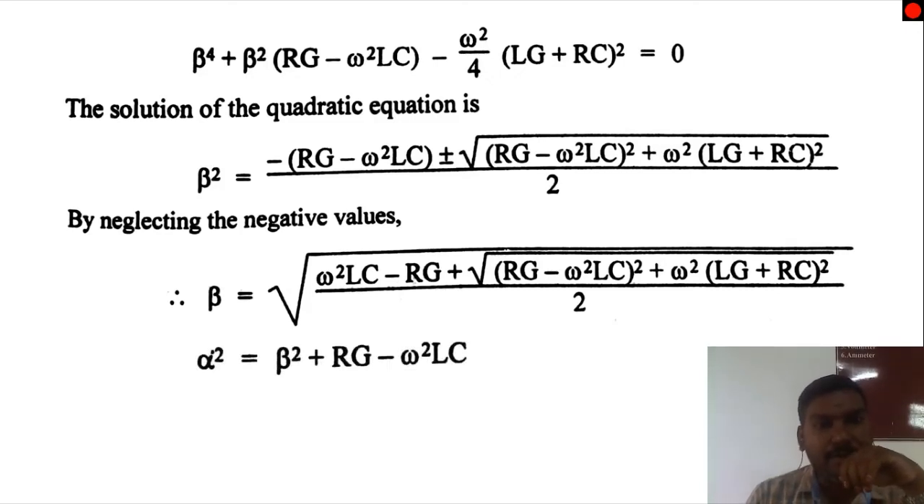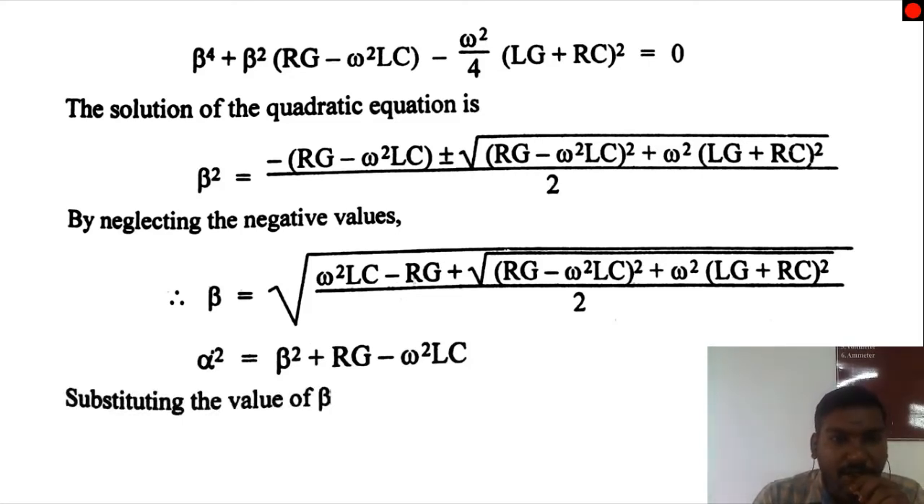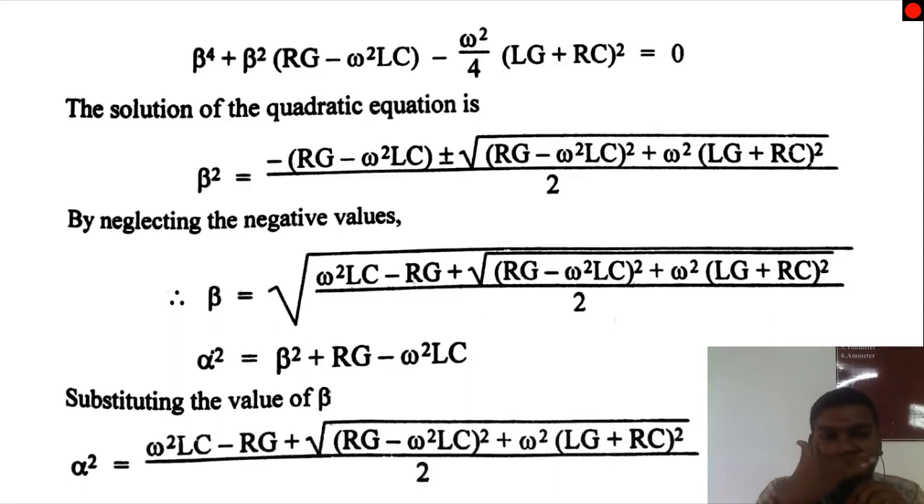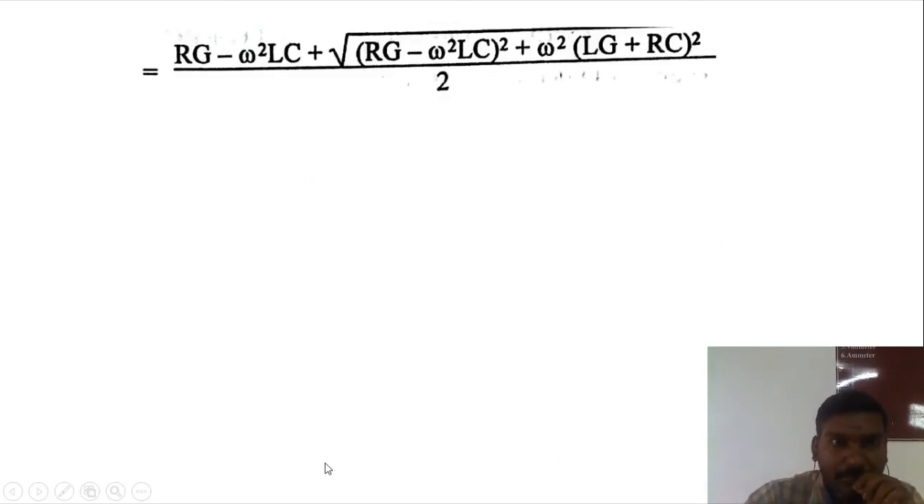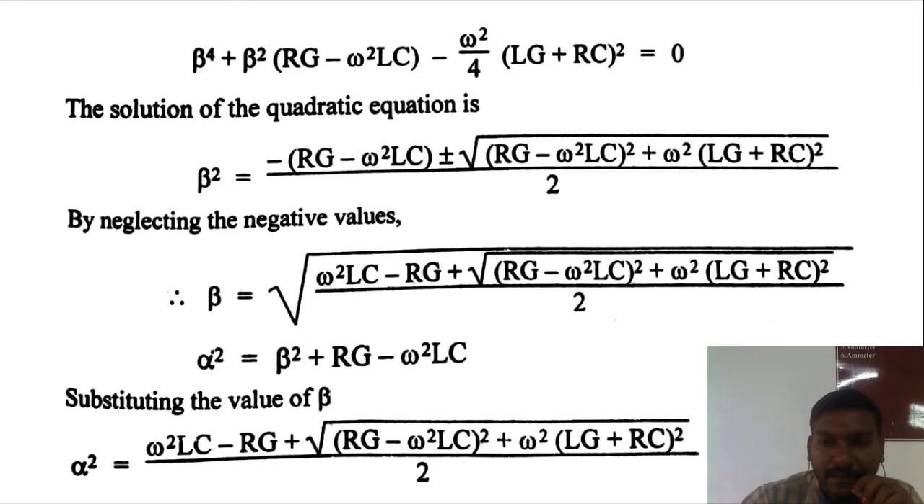And this is the value of alpha square is equal to beta square plus Rg minus omega square Lc, and you can substitute the value of beta square here. So you have to substitute the entire value. After taking the LCM, here we have divided by 2, and here we have a normal value. Just we have to take the LCM: 2 Rg minus 2 omega square Lc, and here we have minus Rg plus omega square Lc. So one value gets cancelled. Here we have plus Rg, here we have minus Rg. So Rg minus omega square Lc will come.